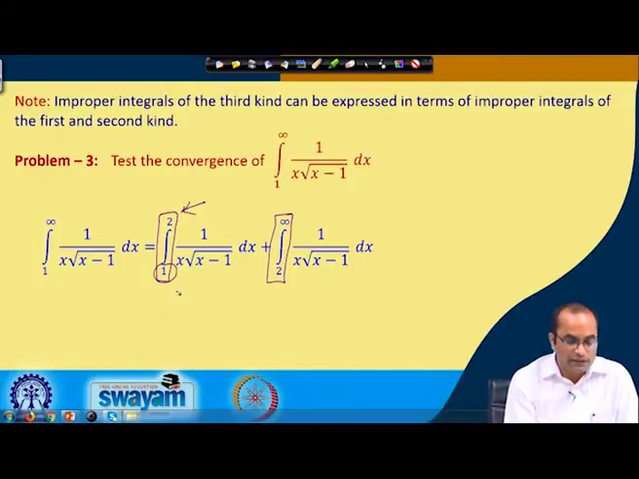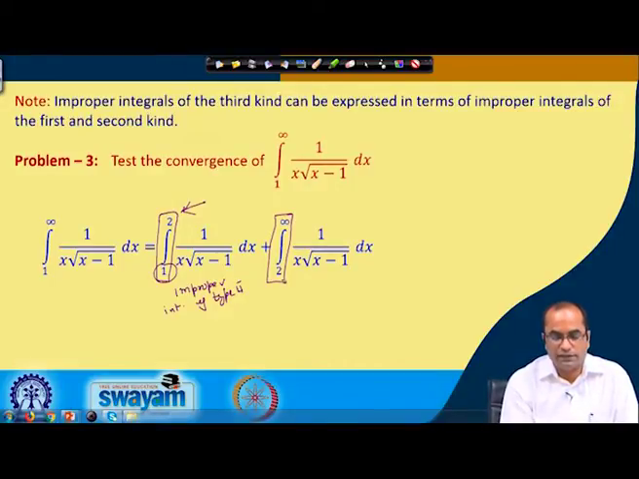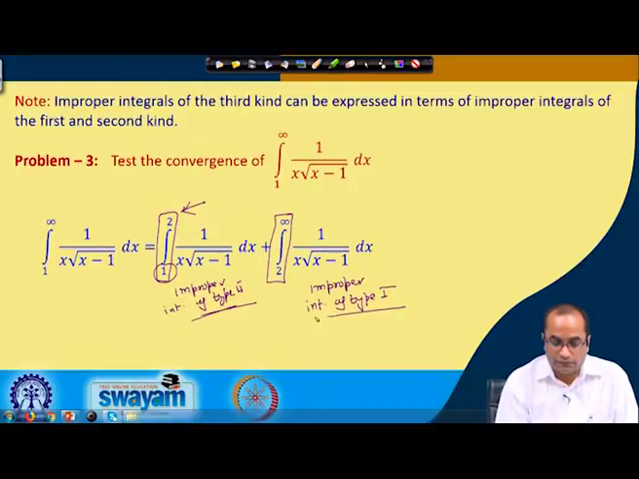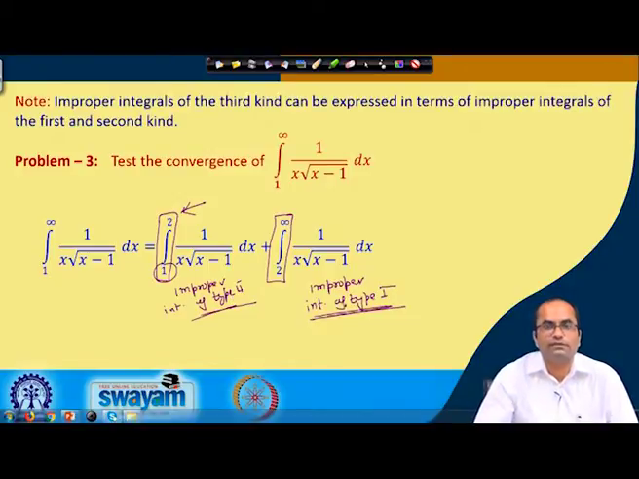So, this is the improper integral of type 2, which we have discussed. And in the second, this is the infinity; other than this there is no problem, the function is bounded in the whole range from 2 to infinity, and this is the improper integral of type 1. So, we break this integral into two parts. The first one is the improper integral of type 2, the second one is an improper integral of type 1, and then we can discuss separately the convergence of each.